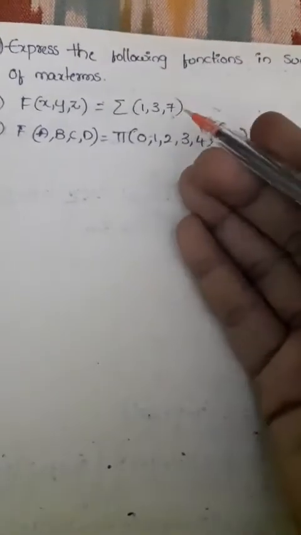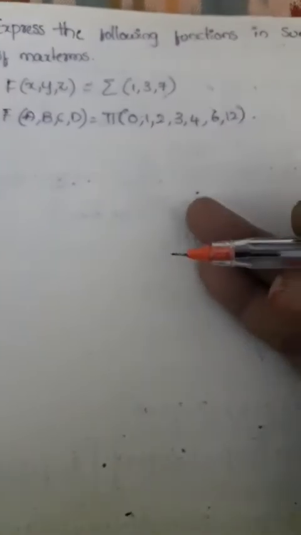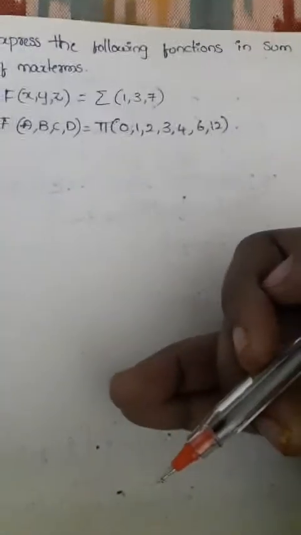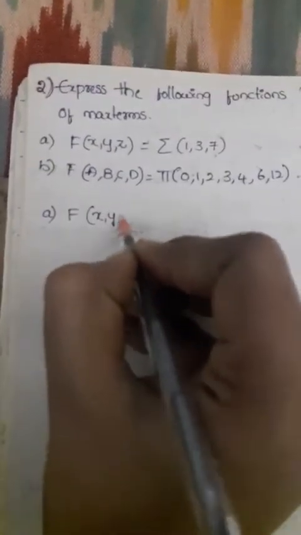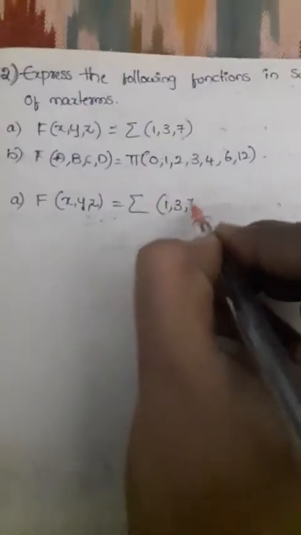First we have to convert that into sum of minterms and product of maxterms. After that we reduce that equation into a minimized expression. So how to do this? Now we'll check it. The first function is f of x y z equals summation of 1, 3, 7.